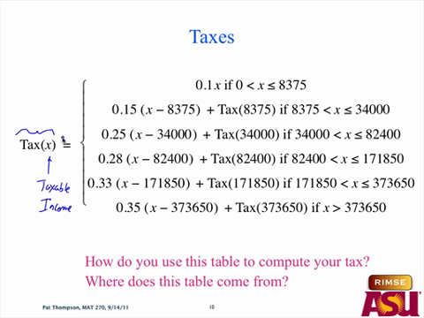Output. The amount of dollars you're paying in tax. Total tax due, or total tax owed.